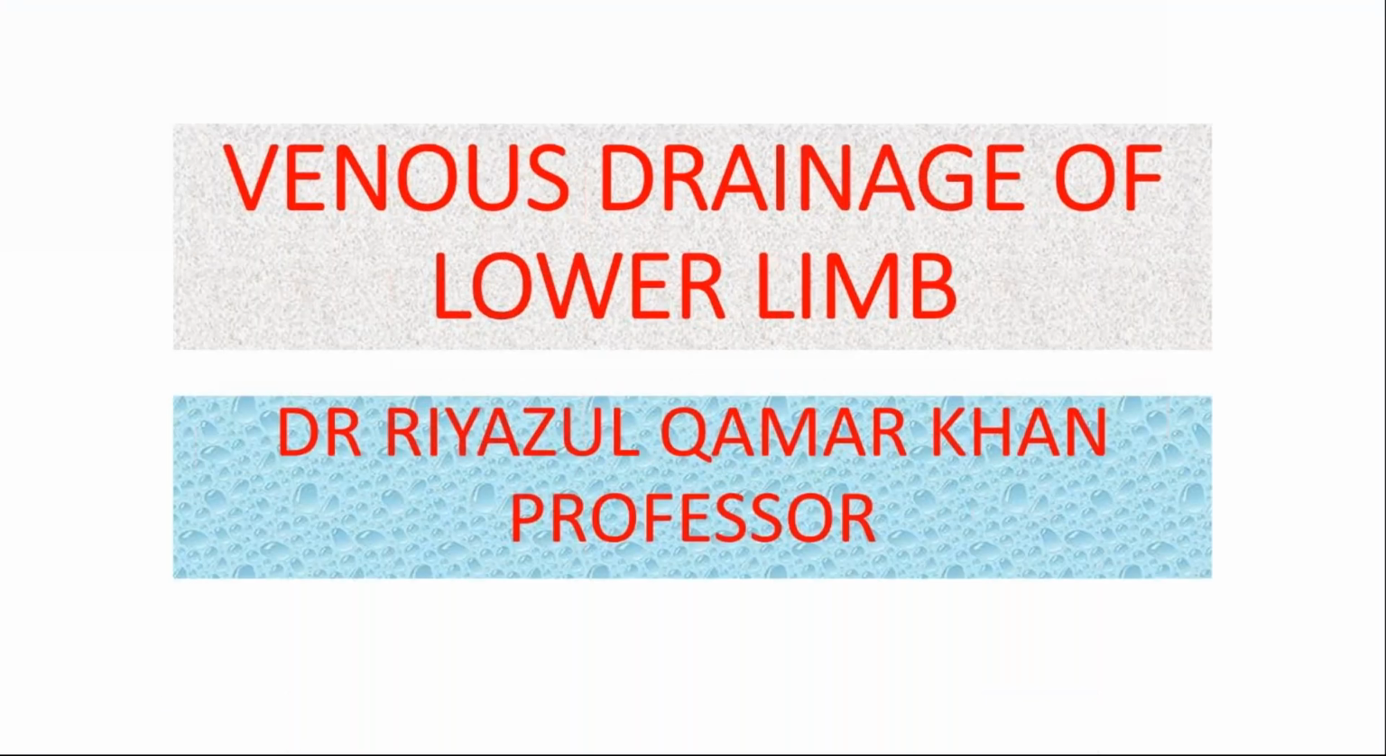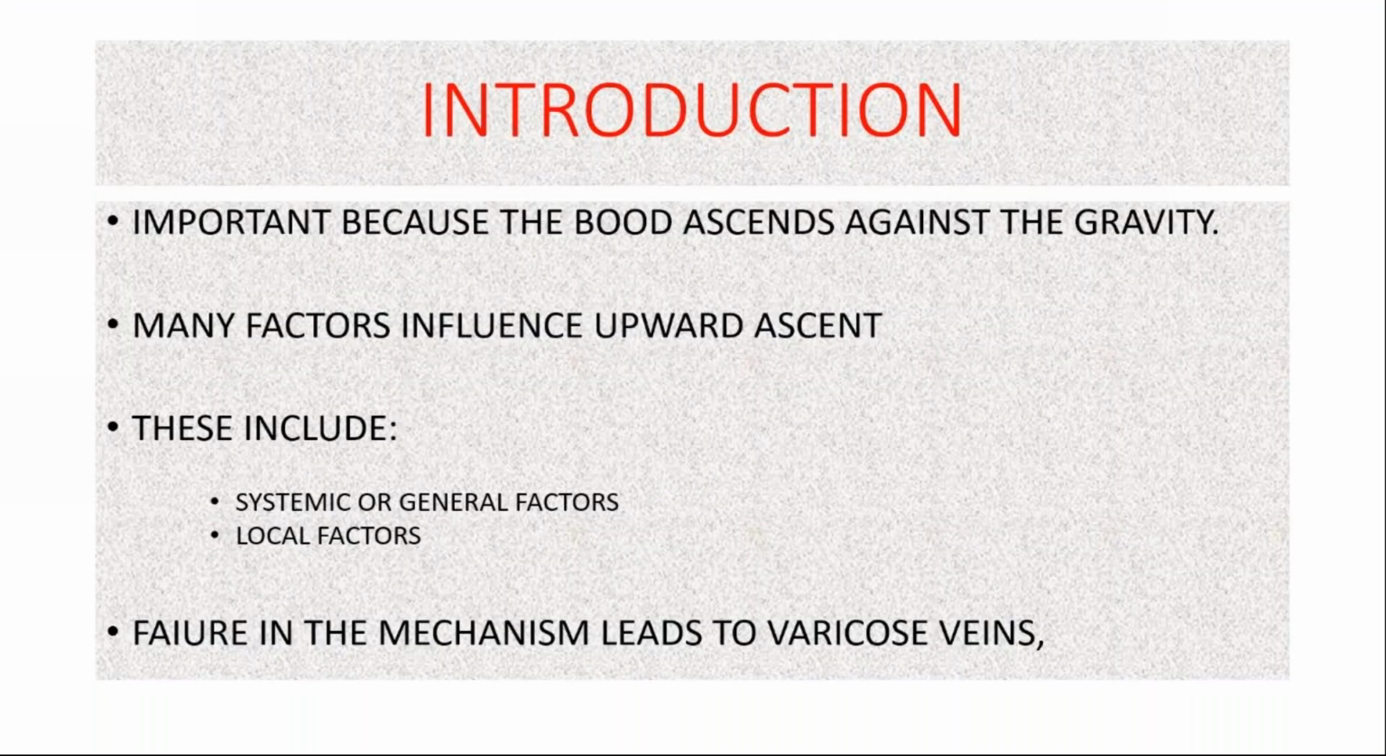I'm talking about the venous drainage of the lower limb today. Now let me introduce you to certain basic things about it. The venous drainage of the lower limb is very important because the blood in the venous column ascends against gravity. Gravity acts upon this blood, but the blood has to be pumped up against gravity. So this assumes importance because of this.